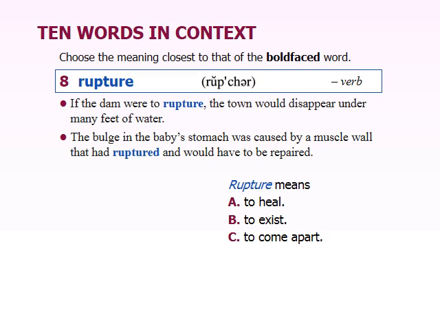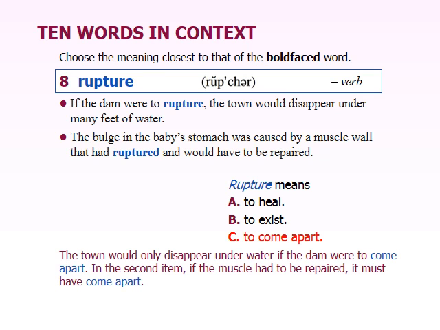Our next word here is rupture, and this one's a verb. It can also be a noun, but let's talk about it as a verb. If the dam were to rupture, this town would disappear under many feet of water. The bulge in the baby's stomach was caused by a muscle wall that had ruptured and would have to be repaired. So, rupture means to come apart. Another word for rupture is to burst.